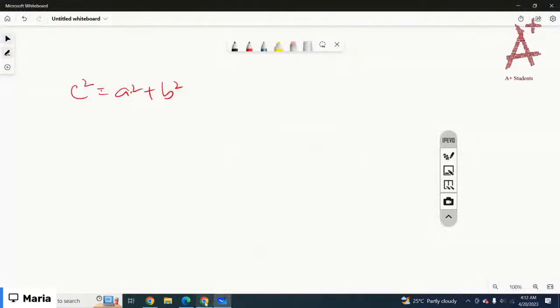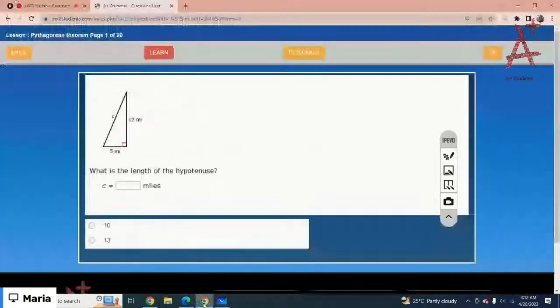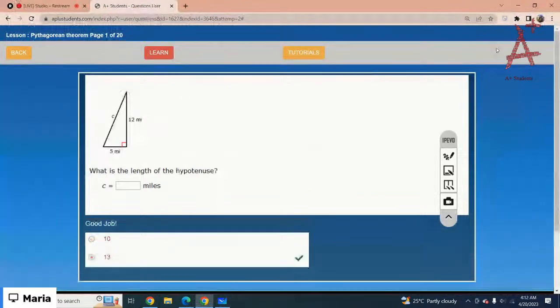The other side lengths are 5 and 12, so it would be 5 square plus 12 square. 5 square is 25 and 12 square is 144. When you add, it makes 169. c square equals 169. You need to take the square root of both sides, so c equals 13. That means the missing side length equals 13. So the correct option is 13.